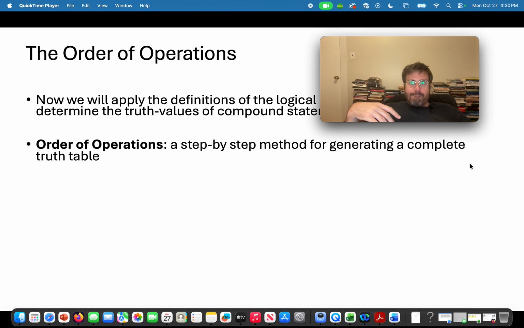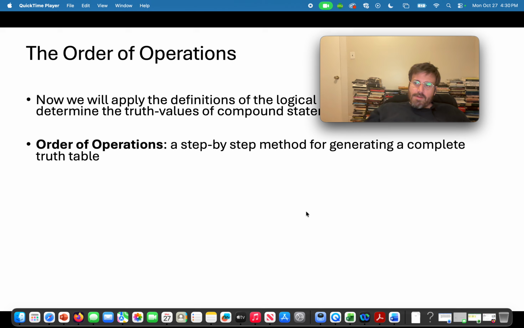In other words, we can't just pick out whatever operator or variable we like and discover the truth values of them without following the procedure, because the way in which propositional logic is working, as you can kind of pick up on now, is that each part of the complex statement is determined by every other part. And so we have to account for the ways in which certain operators are modifying less important modifiers, right? So the order of operations, according to our textbook, is a step-by-step method for generating a complete truth table.